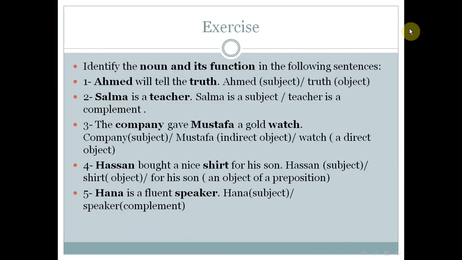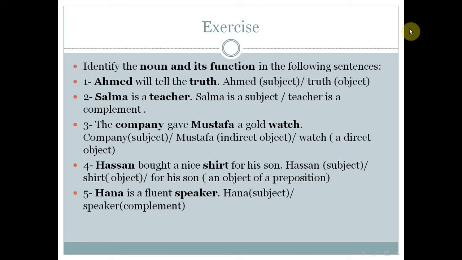Here we have an exercise. Identify the noun and its function in the following sentences. Number 1. You can see that the nouns here are written in bold. This means that I identified them. Ahmed is a proper noun. Ahmed will tell you the truth. Truth is a noun. It's an abstract noun. The function of the noun Ahmed is subject. Truth is an object.